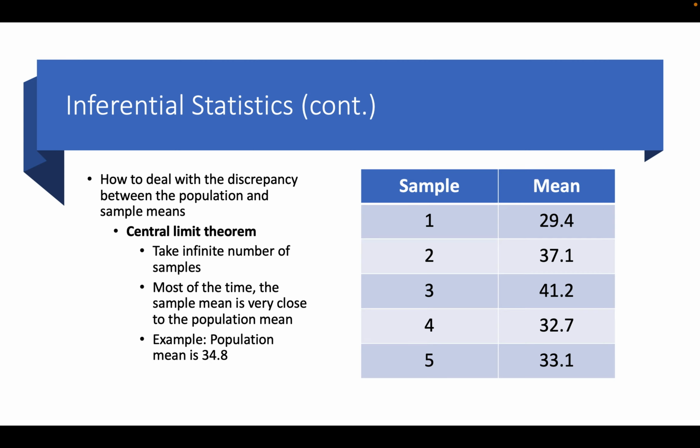One way to deal with it is to use something called the central limit theorem. If we take an infinite number of samples from the population, most of the time the sample mean is going to be very close to the population mean.